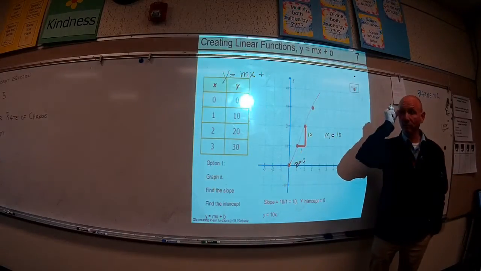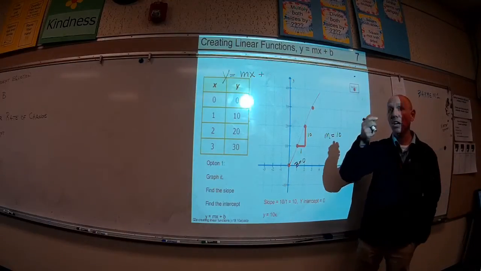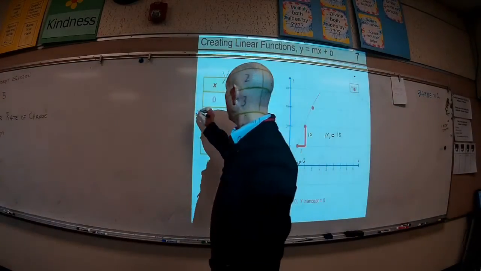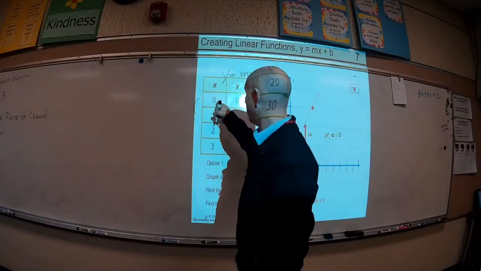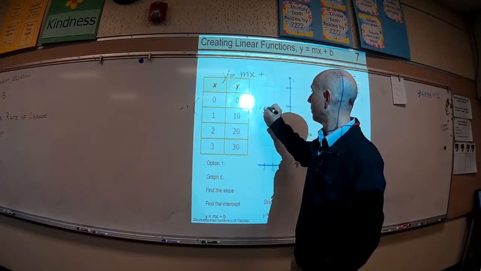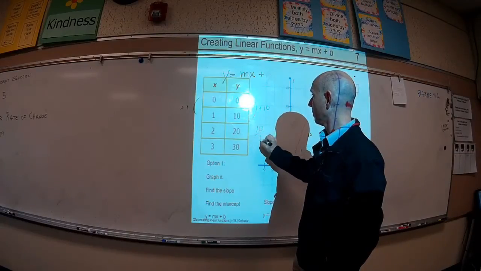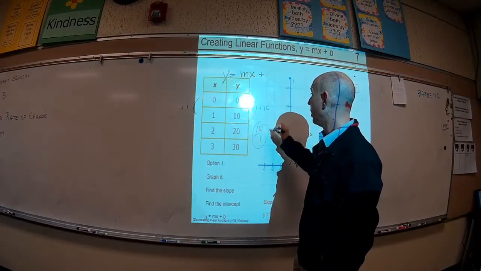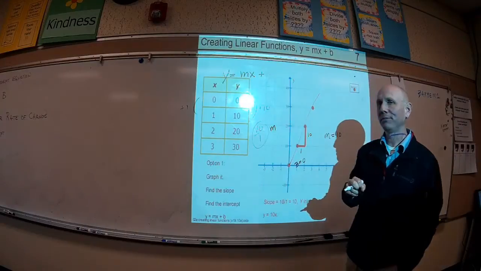Like we did yesterday, we could put brackets around. Say this is +1, and then the other one's +10, and then rise over run, which is 10 over 1, and that's 10. Okay, there's my slope. But what about the y-intercept?